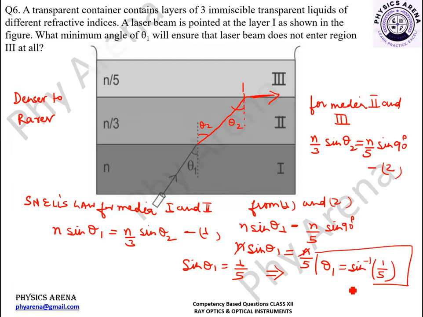So this is the required answer. The minimum value of theta 1 should be sine inverse of 1 by 5, and it is approximately 11.5 degrees. So even if you leave it at this, you will be getting the full marks. So this is the required answer.